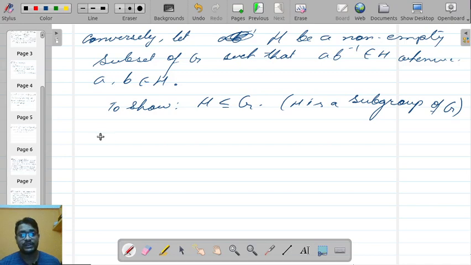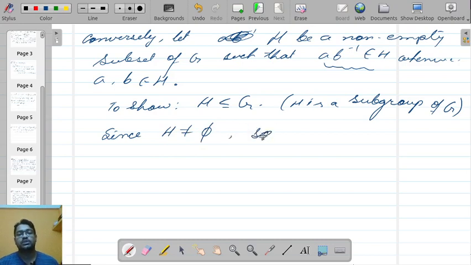So we are given that H is a non-empty set, and we are given that whenever A and B are in H, A B inverse should be in H. So first of all we need to show the existence of the identity element. Let us check whether the identity element belongs to H or not. If the identity element doesn't belong, then H is not a subgroup. Since H is not equal to phi, non-empty means not equal to phi.